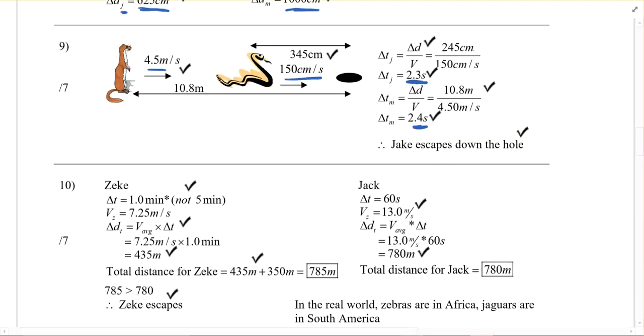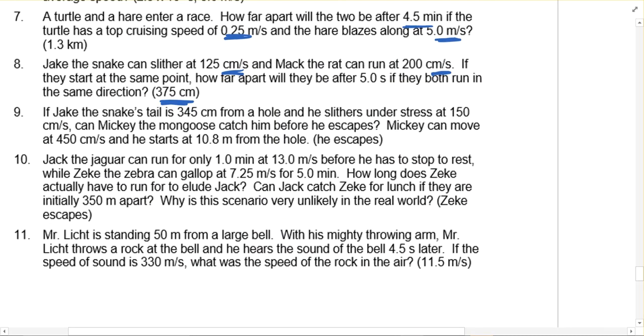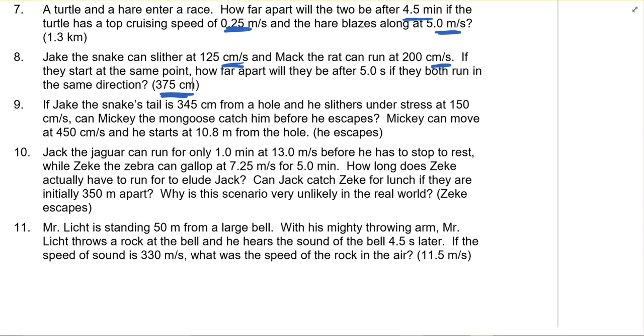Number 10. Jack the Jaguar can run for only 1 minute at 13 meters per second before he has to stop and rest, while Zeke the Zebra can gallop at 7.25 meters per second for 5 minutes. How long does Zeke actually have to run for to elude Jack? Can Jack catch Zeke for lunch if they are initially 350 meters apart? Okay.